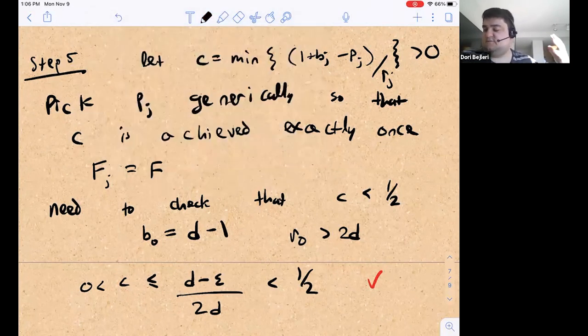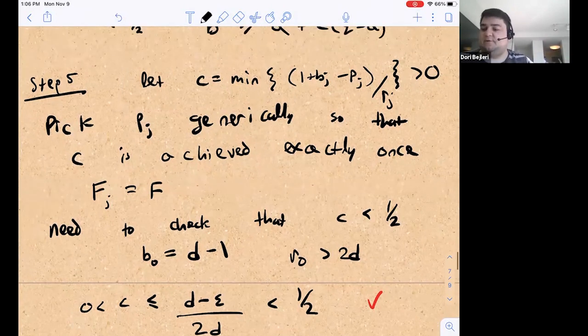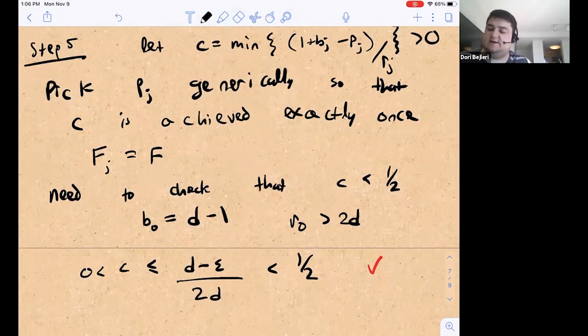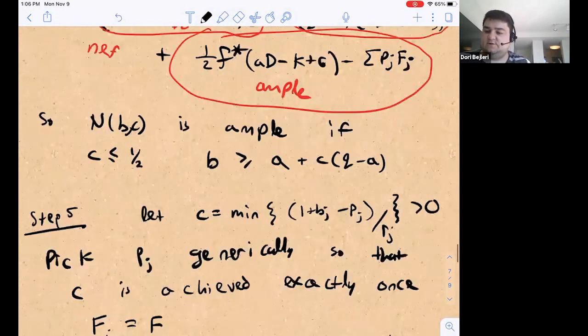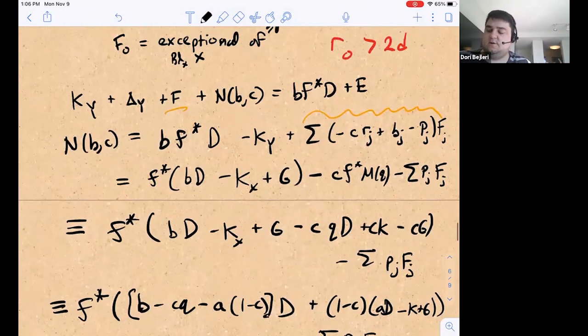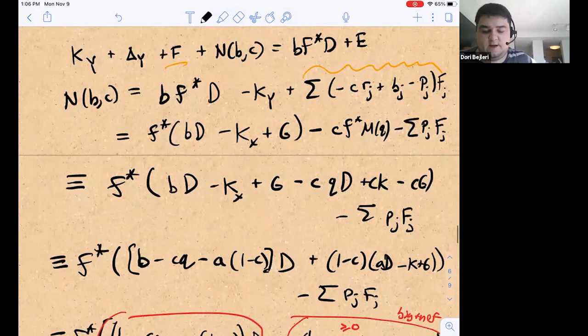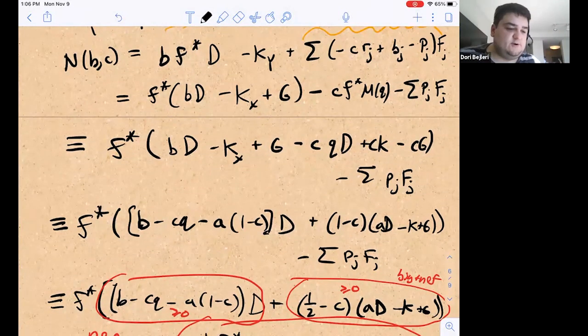So we have guaranteed things so that if we take our minimum, so that there's a unique F that appears in coefficient 1, we're still in the case where n is ample, because we're still inside of this range where C is less than 1/2, which is what we needed for our way of writing down n. And so now essentially we're done.